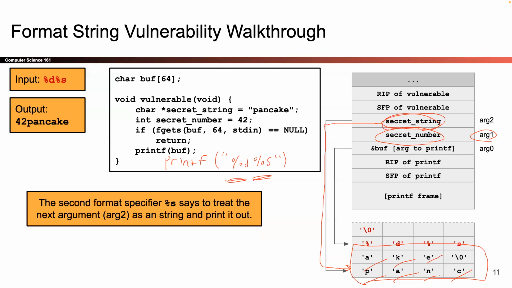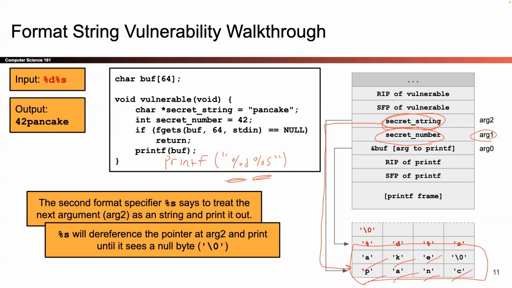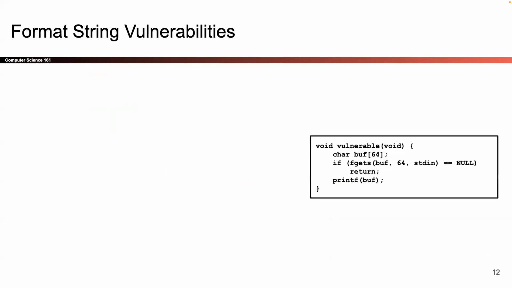We see the %d, go on the stack, get something, read it as an integer, see the %s, go on the stack, get the next thing, read it as a string. And to read something as a string, you go to that address and start printing characters until you see the null byte, which is just the byte 00. Okay, so 42 pancake is what you get if you pass in this input. All right, cool. Let's do another one.